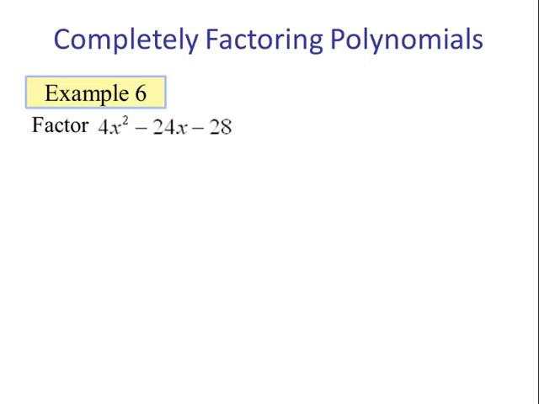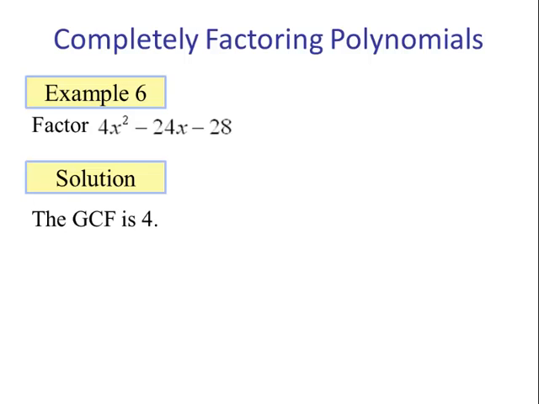Factor 4x squared minus 24x minus 28. We see that a is 4, so our first step is to make sure that 4 will factor into each term, and it does. 4 is a factor of 24 and also 28, so the greatest common factor is 4. Factoring out 4 from each term gives us 4 times the quantity x squared minus 6x minus 7.